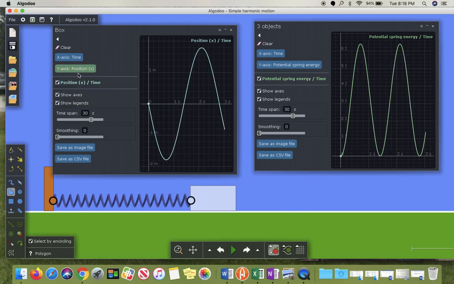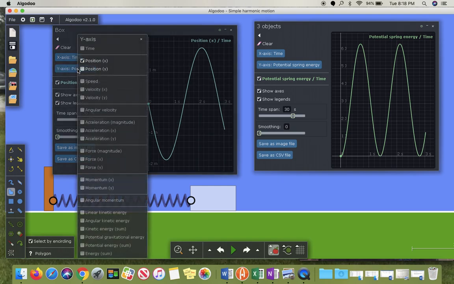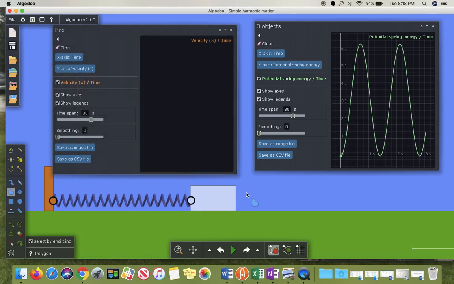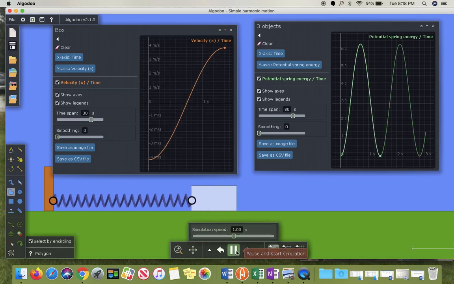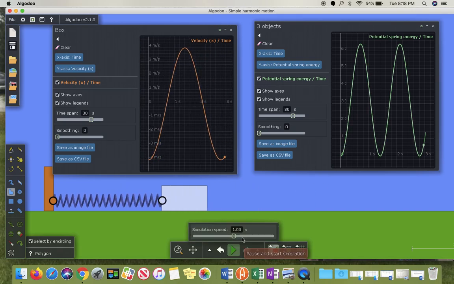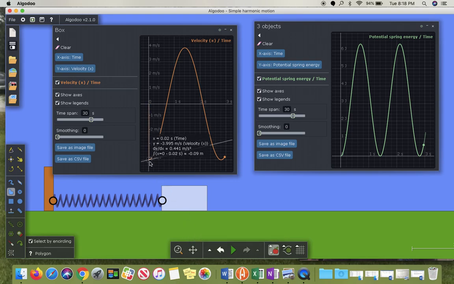Let's back this up. So based on what we know so far, since our position graph is a negative sine graph, let's switch this over to velocity. We would expect now that the velocity versus time graph is going to be a negative cosine graph. So let's verify that through one cycle. And there it is. So we end up with a negative cosine graph, and our maximum velocity is negative 4 meters per second. And then it oscillates up to positive 4 meters per second and then comes back.